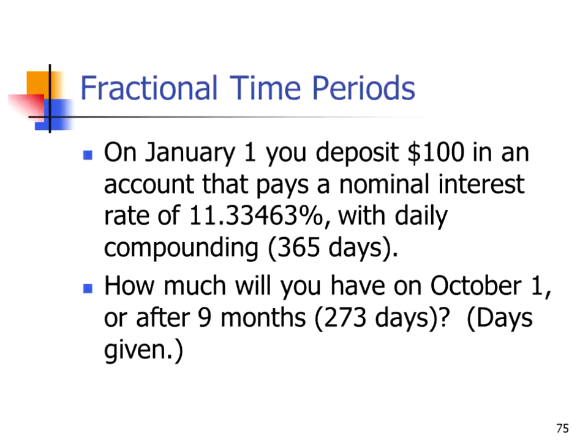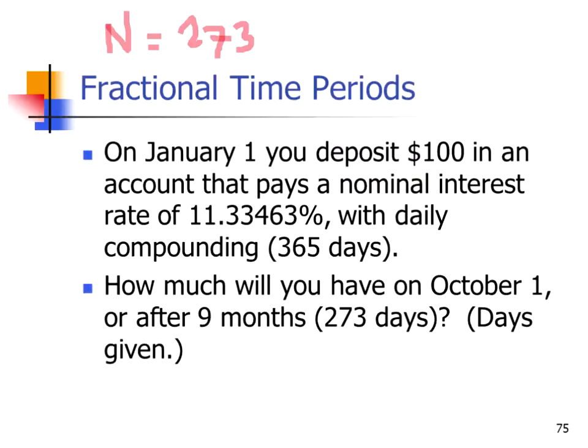Fractional time periods. On January 1, you deposit $100 in an account that pays a nominal interest rate of 11.33463% with daily compounding. How much will you have on October 1st, or after 9 months, that is 273 days? Days are given. So again, the good thing is that a lot of information is given. All you need to do is identify the variables.